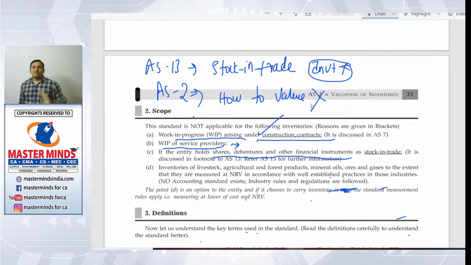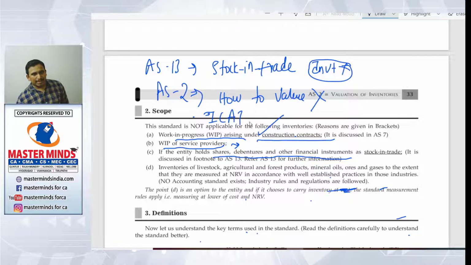AS 13 says it's not an investment at all because it's a stock in trade, accepted. Then we should follow AS 2. But AS 2 says it's an inventory only, but I don't know how to value. The valuation principle is not given in it. Now what to do? Then there came up the ICAI with a guidance.